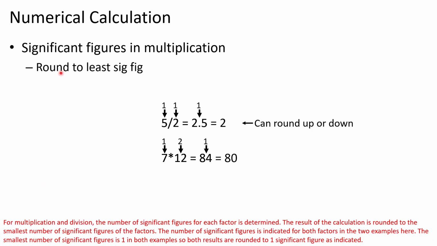For multiplication and division, the number of significant figures for each factor is determined. The result of the calculation is rounded to the smallest number of significant figures of the factors. The number of significant figures is indicated for both factors in the two examples here. The smallest number of significant figures is 1 in both examples, so both results are rounded to one significant figure as indicated.